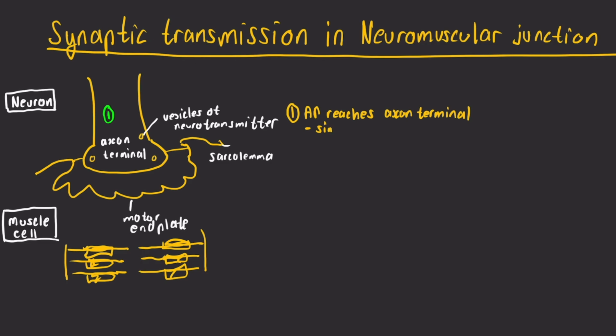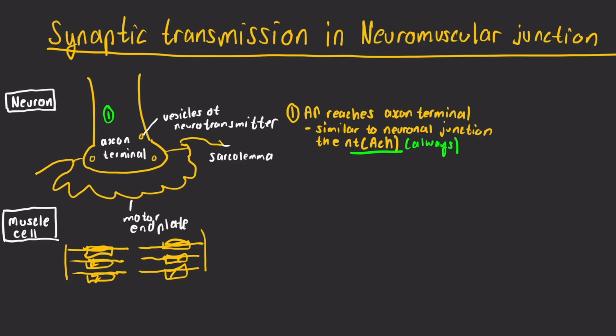So similar to the neuronal junction, the neurotransmitter, and usually it would be acetylcholine. Actually, it's always acetylcholine, my bad. Always. So that the muscle will always be responsive to this.